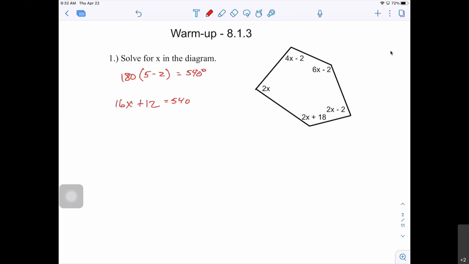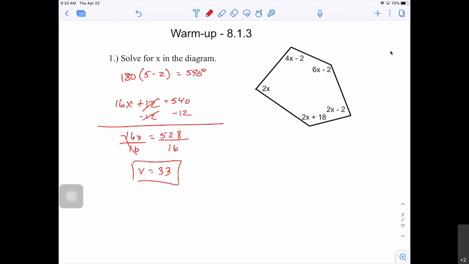So in this case, subtract 12. You get 16x equal to 528. Divide both sides by 16, and we end up with x equal to, what is it, 33? Yeah, 33. And there's what you should end up with right there, x equal to 33. Again, the whole concept of this is you could not do this problem before yesterday because you needed to know that those 5 angles added up to 540. And that was the main idea.